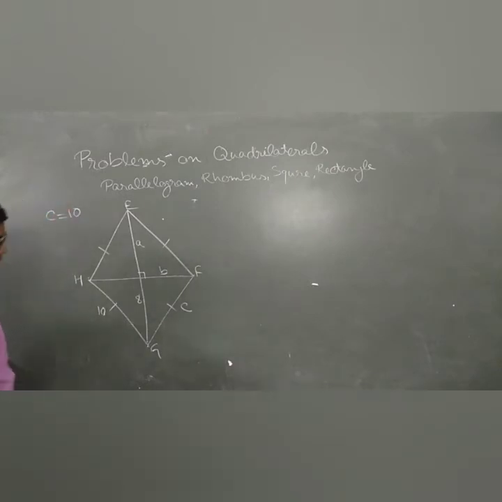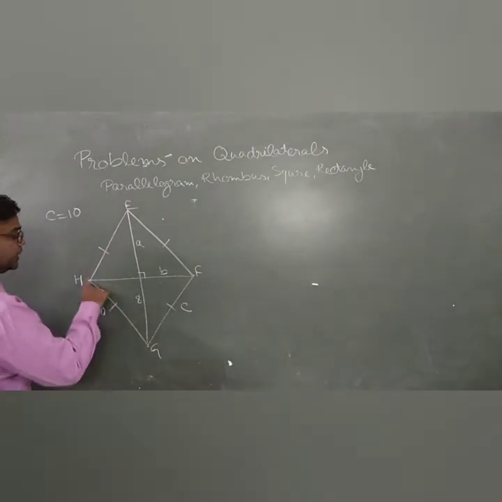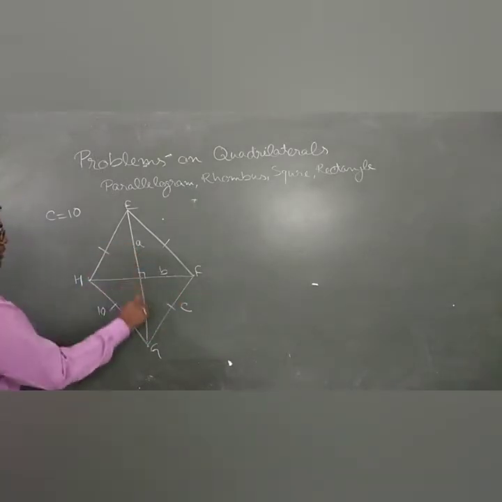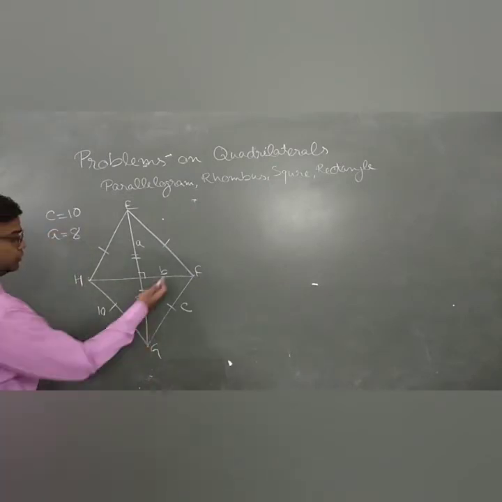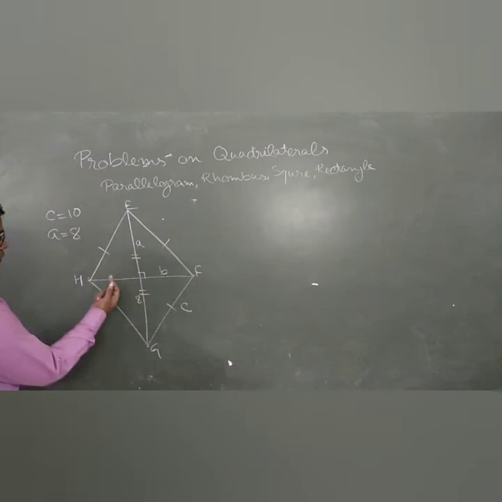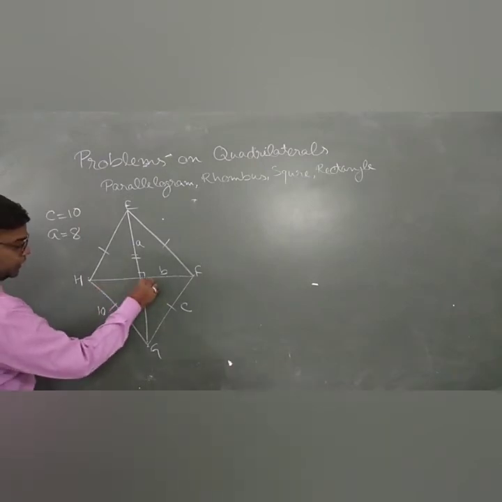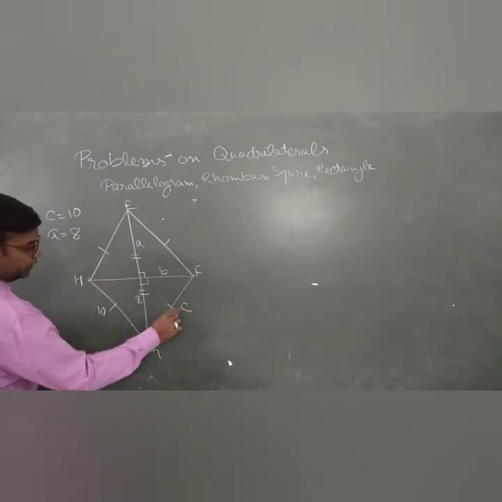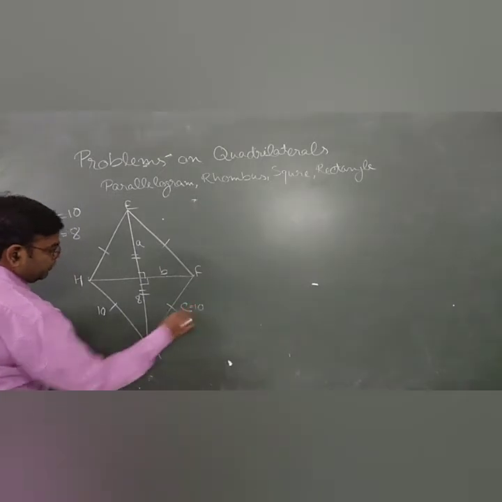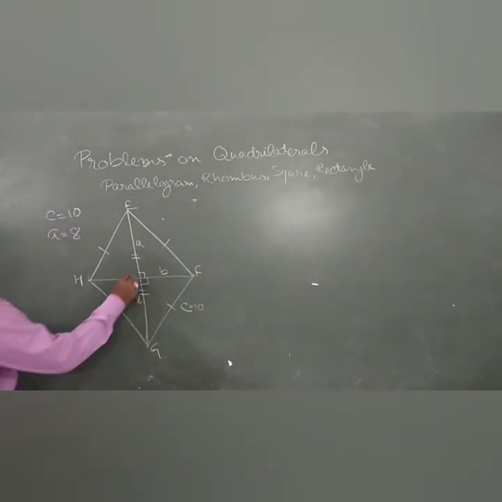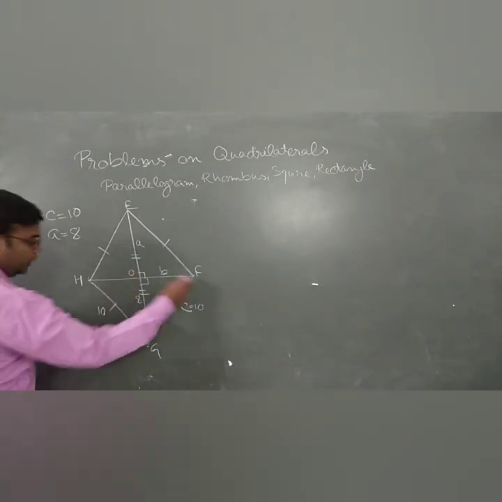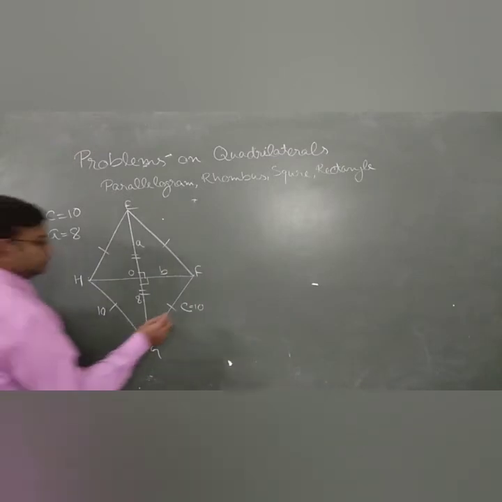Then again, we know that diagonals bisect each other, so these two are equal to each other. So A equals 8. The question asks about B. We don't know the value of this side. So this is your 90-degree angle. We know this value. So how do we find this one? By using Pythagoras theorem in the triangle. Suppose it's O. In triangle OFG, we use Pythagoras theorem.